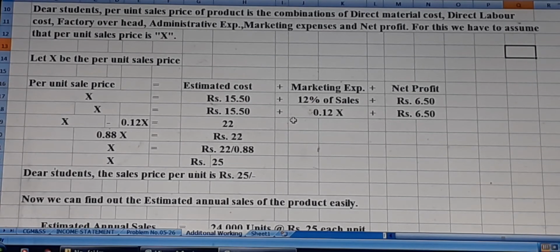Students, we have to add up both the values, this and this, 15.50 plus 6.50, which is 22, and transfer the other term to the other side with a minus sign: x minus 0.12x. Now when we deduct x minus 0.12x, we get 0.88x is equal to 22. Now this value will be transferred to the other side as a division. Then the final value is x equal to rupees 25. This is the sale price per unit: 25 rupees.